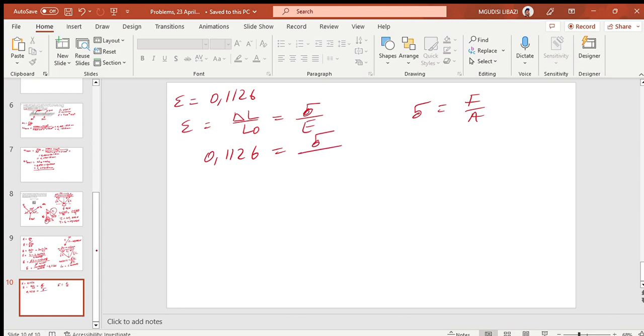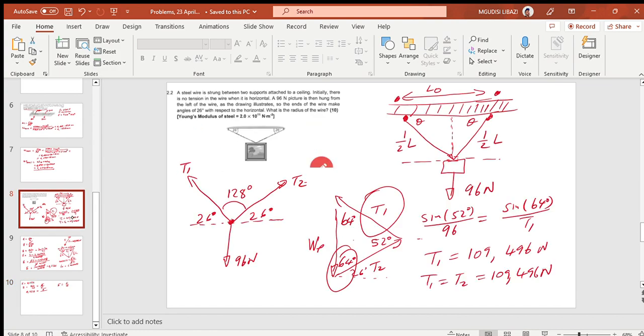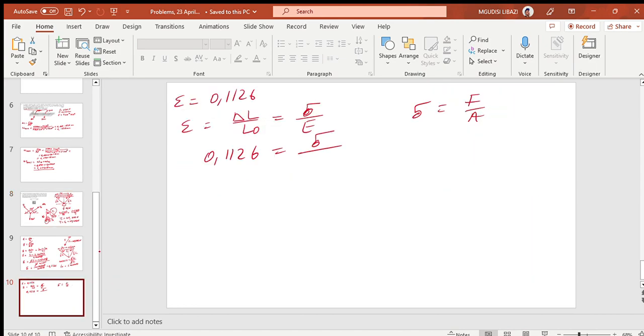So we can say stress divided by Young's modulus. What we were given as Young's modulus is 2 times 10 raised to 11. So we can find stress. Our stress will be 0.1126 multiplied by 2 multiplied by 10 raised to 11, and that gives me 2.252 times 10 raised to 10.